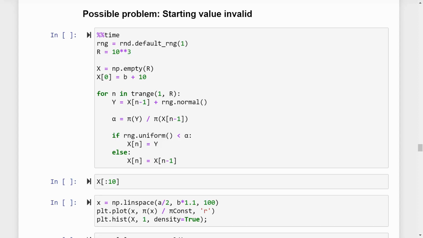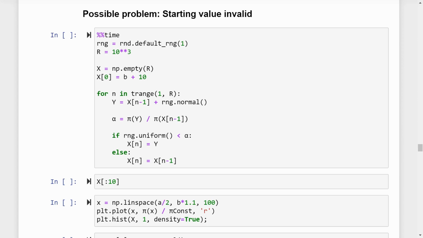MCMC is in many ways a very powerful and almost magical algorithm, but it's also as unreliable as my first car. There are a bunch of ways that it can go horribly wrong. Let's start with the simplest of them. Our starting value is invalid. Here, we start the Markov chain to be larger than b, our right truncation point.